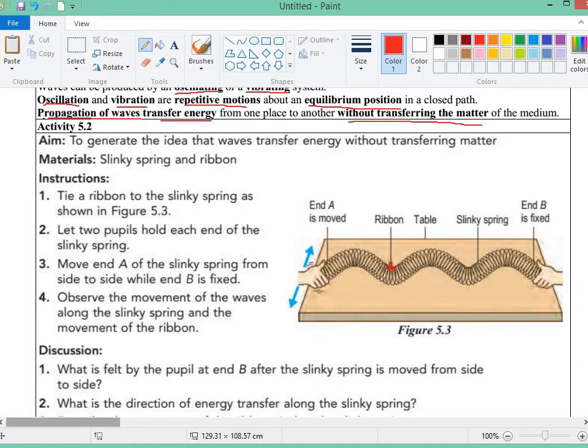So this is also a wave. These are two types of wave. This is what we call a transverse wave. This is a longitudinal wave.